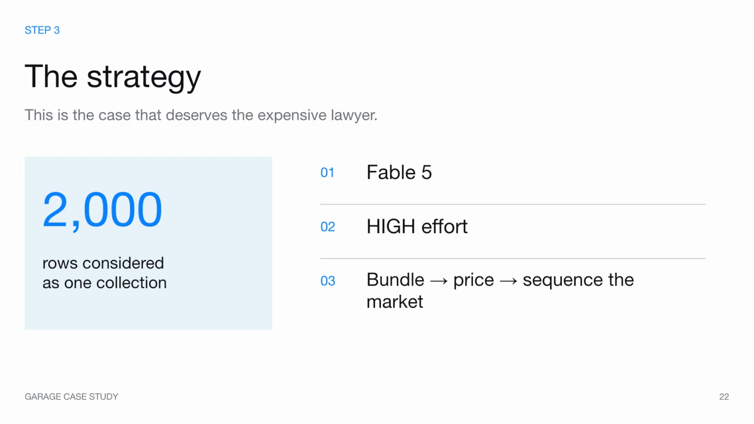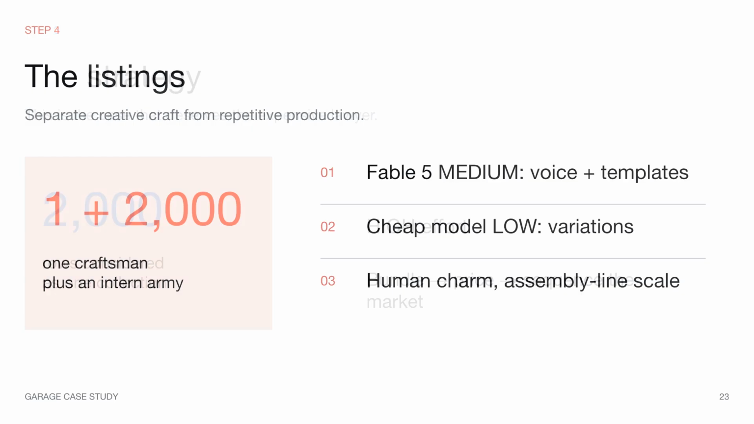And step 4, my favorite, the listings themselves. 2,000 descriptions that need to sound like a charming human and not a robot having a stroke. I have Fable 5 at medium effort write me templates with actual personality. Then the cheap model on low effort stamps out variations for every item. One expensive craftsman, an army of cheap interns. That's the whole architecture, frankly. That's how the pros build these systems.